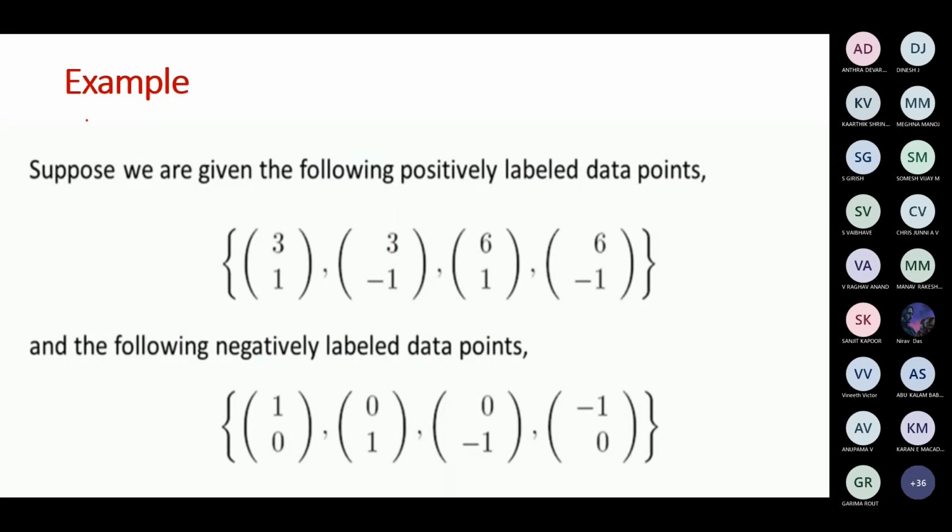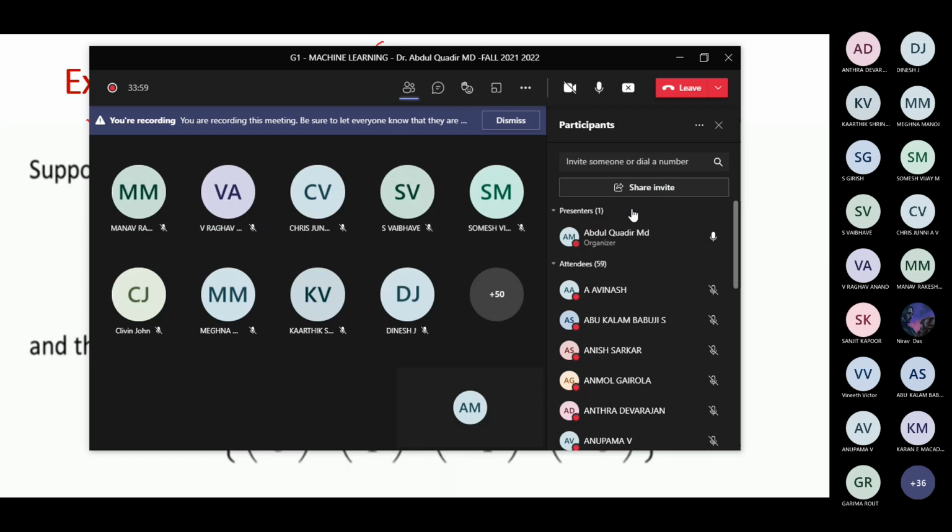Now let's solve an example of linear SVM classification. Suppose, students, we have been given positive label data points: (3,1), (3,-1), (6,1), and (6,-1), and negative label data points: (1,0), (0,1), (0,-1), (-1,0). Till now, is everybody able to understand?